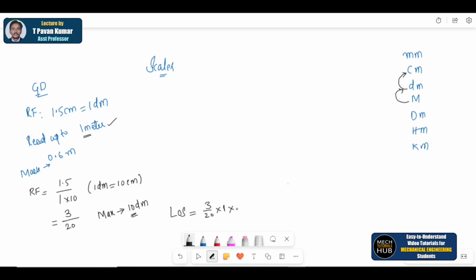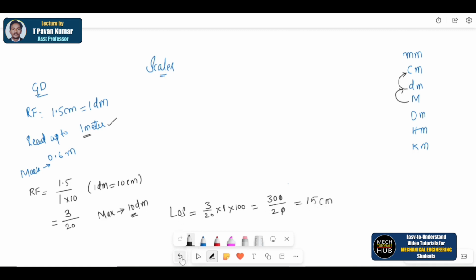If I say 10, it will come to decimeters. If I say 100, it will convert to centimeters. That meter is converted to centimeters. Okay, if this is the case, then I calculate that is equal to 300 upon 20. I'm going to get 15 centimeters. Now I need to draw a length of 15 centimeters, which I can measure with the scale available.